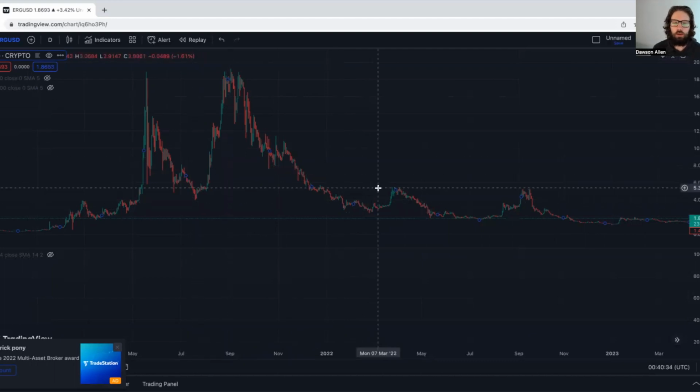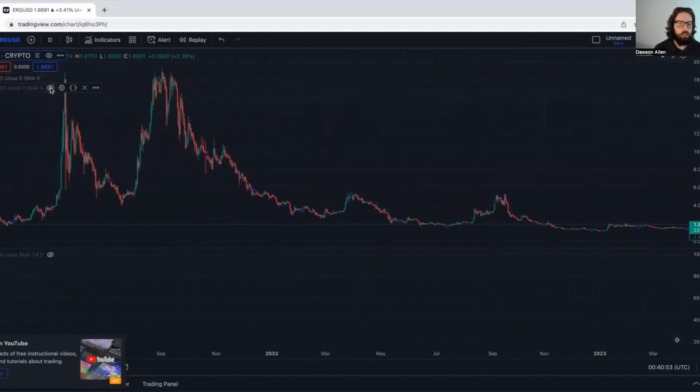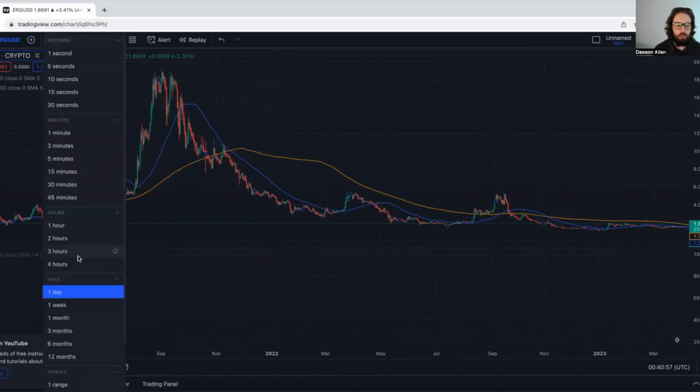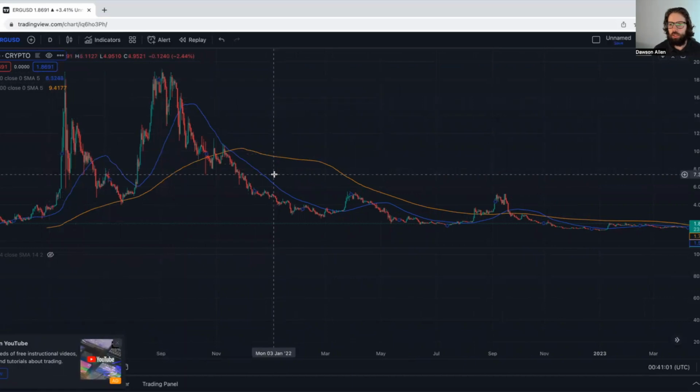So this is the Ergo USDT pair on TradingView, and I use the free version of TradingView. So everything I do here, you will be able to do as well. And I'm just going to show you three things: a 50-day simple moving average, 200-day simple moving average, and an RSI. So let's go ahead and get the 50 and 200-day. And the 50 is the blue line, 50-day. We're on the daily chart up here, 1-day daily chart. And then we have the orange is the 200-day simple moving average.